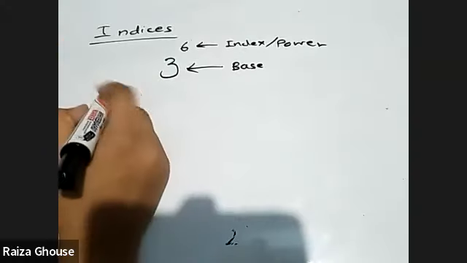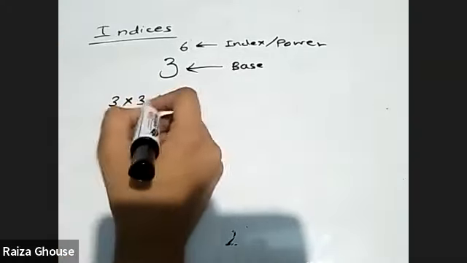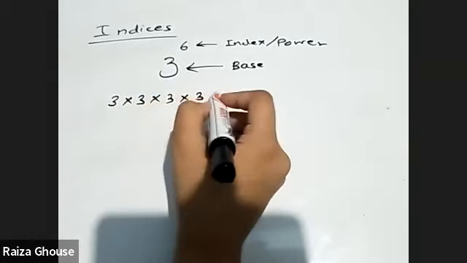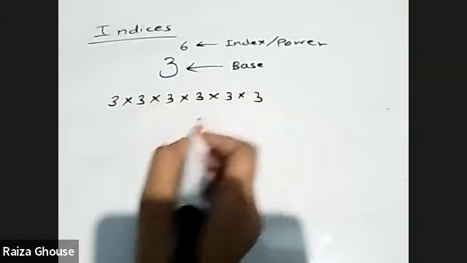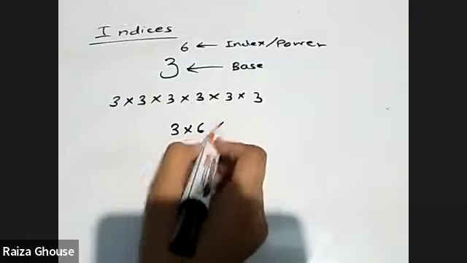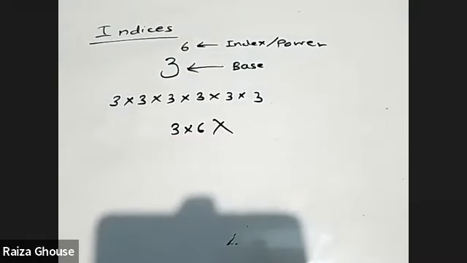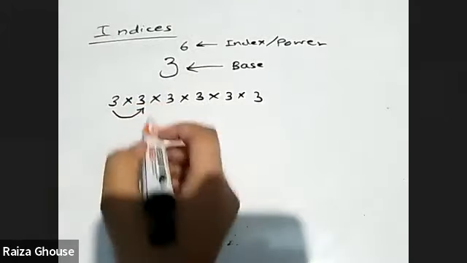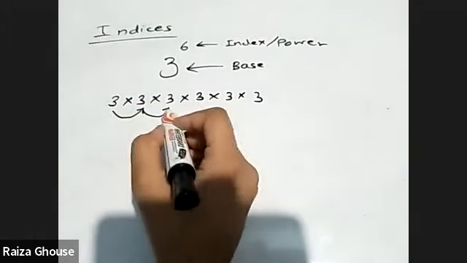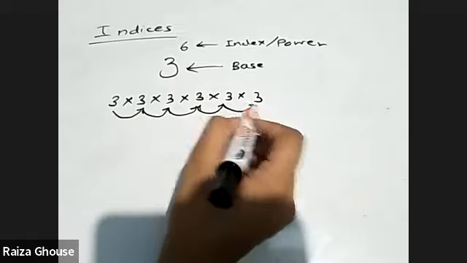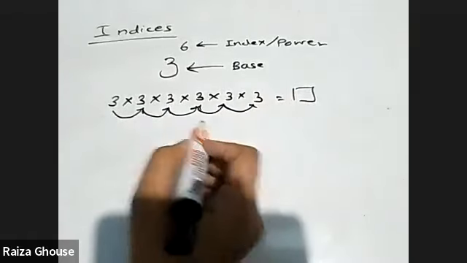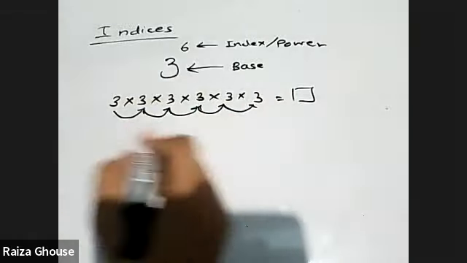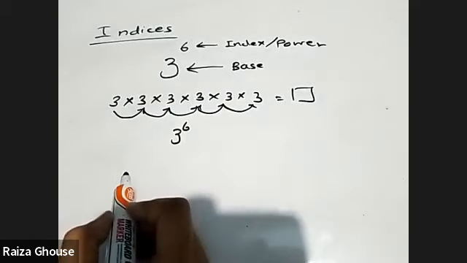If I want to expand this and write, 3 to the power 6 means we have to write 6 threes. It's not 3 times 6. This is wrong. It is 6 threes. That is called 3 to the power 6. That means 3 into 3, 9. 9 into 3, 27. Like that, you have to multiply and get the value here. This is in short only. We write this as 3 to the power 6.